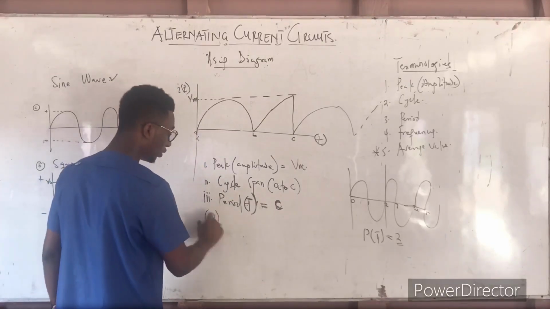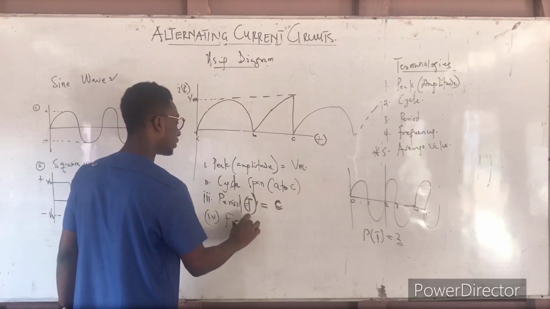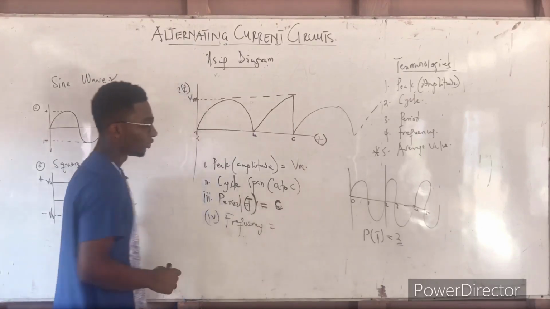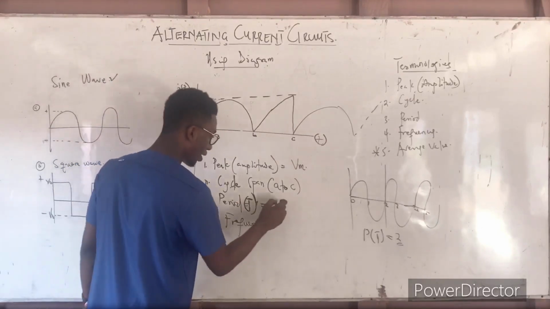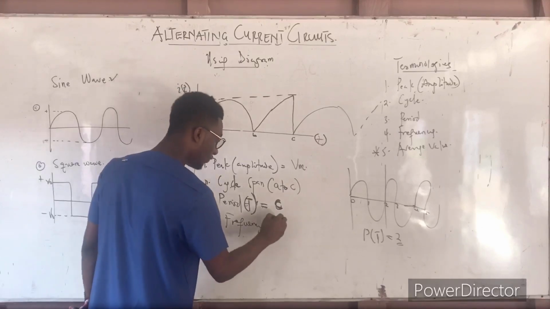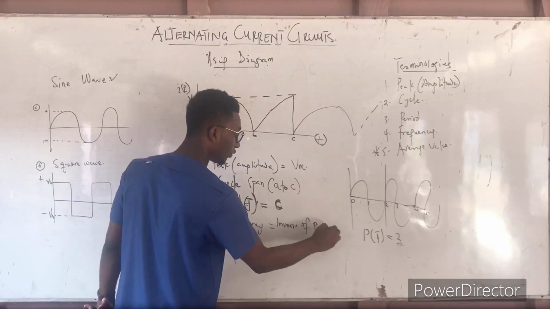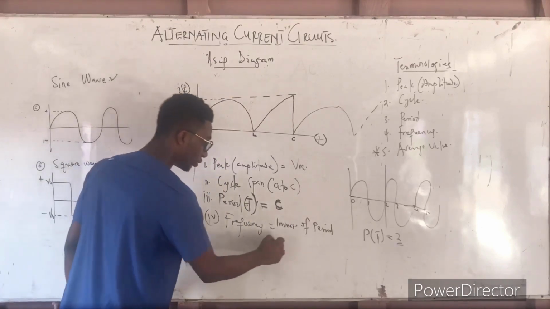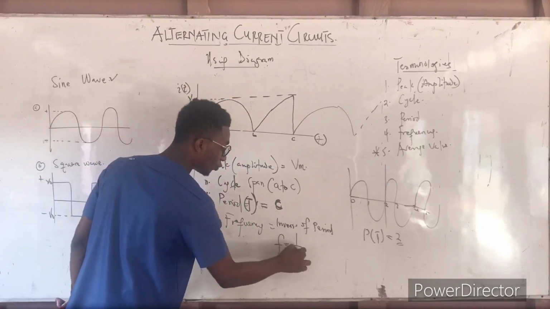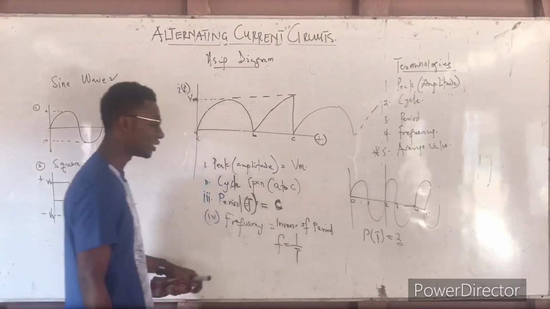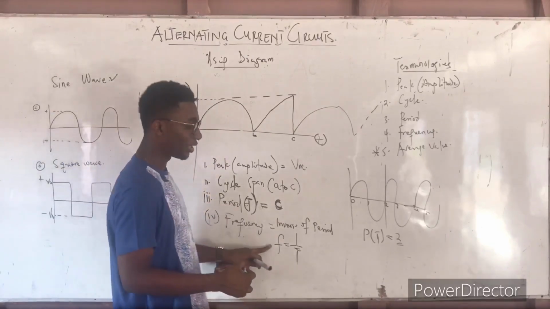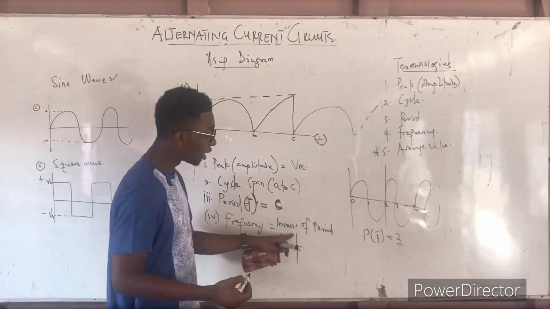And the last one is frequency. Frequency is simple: it is simply the inverse of the period. Anytime I want to find the frequency, it is 1 over capital T, where T is the period. So if you know the period and want to find the frequency, then it's 1 over the period.